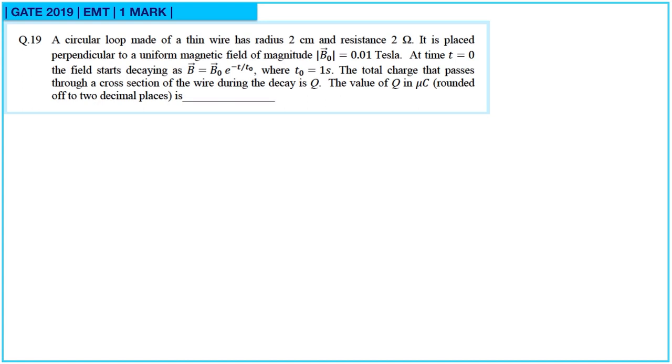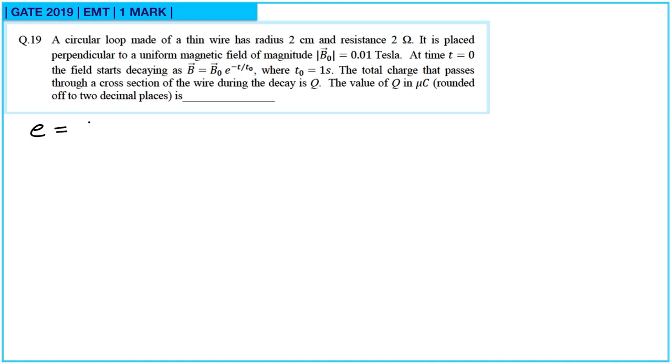A circular loop made of a thin wire has radius 2 cm and resistance 2 ohm. It is placed perpendicular to a uniform magnetic field of magnitude 0.01 Tesla. At time t is equal to 0, the field starts decaying as B is equal to B naught e raised to minus t by t naught, where t naught is 1 second. The total charge that passes through a cross section of the wire during the decay is Q. The value of Q is.